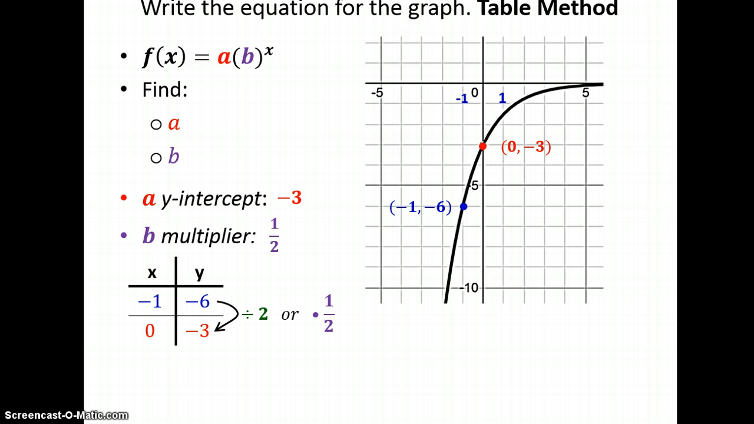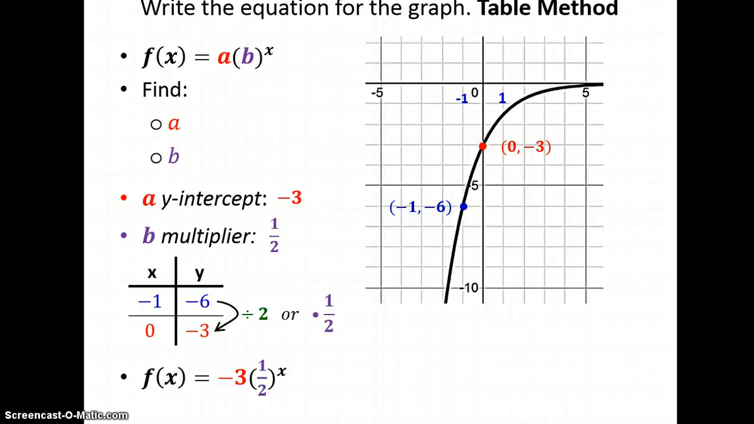Once we have a and b, we can plug those into the formula, and that gives us the equation. So here our equation is f of x equals -3 times 1/2 to the power of x.